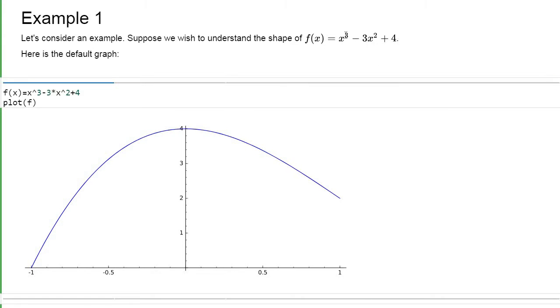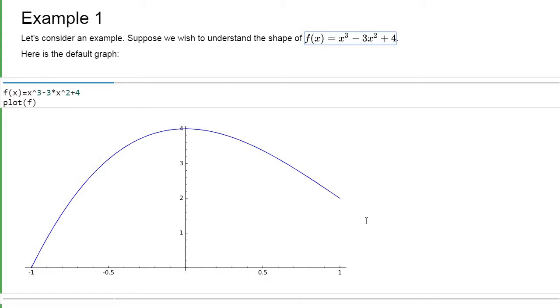Suppose we want to understand the shape of this function. Now this is a cubic polynomial, so just from pre-calculus we could do a good job with this. But let's go ahead and apply calculus and see how it works. Here's the default graph just to see why calculus is going to help us out.